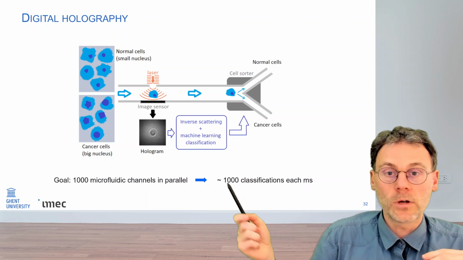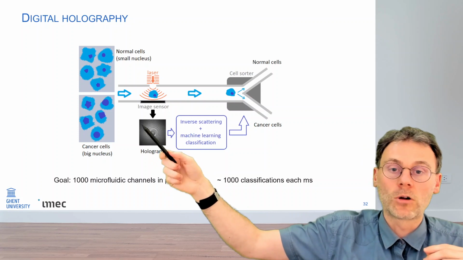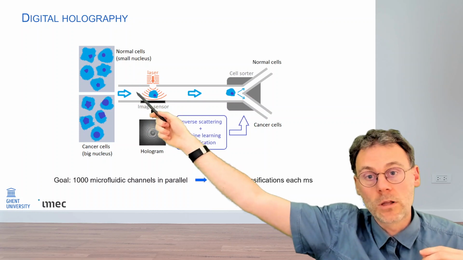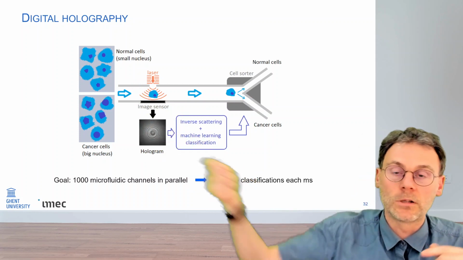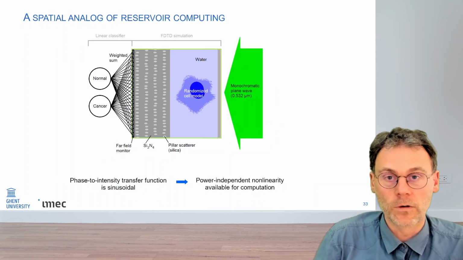What we're trying to do is we're going to operate directly on the hologram and see if there's information on the hologram to help us determine whether we have cancer cells with a very thin nucleus or regular cells with a different size nucleus. So this is the problem that we're trying to solve.